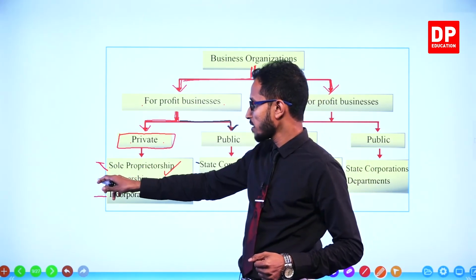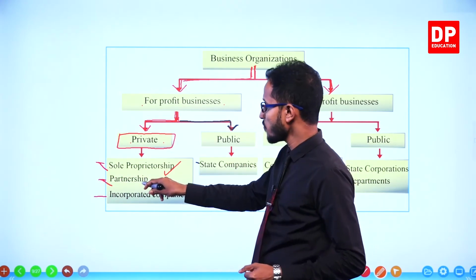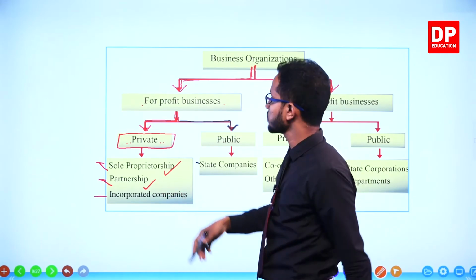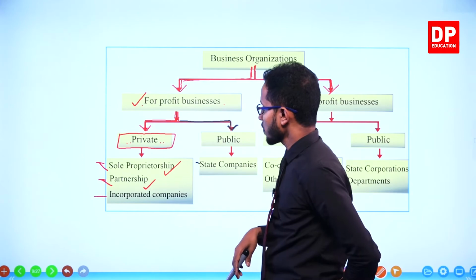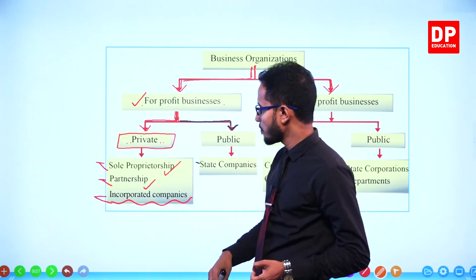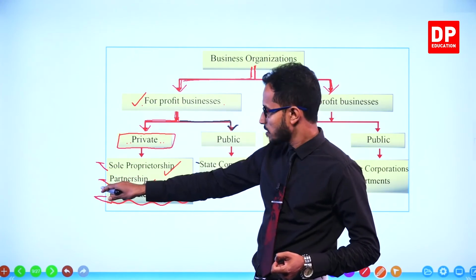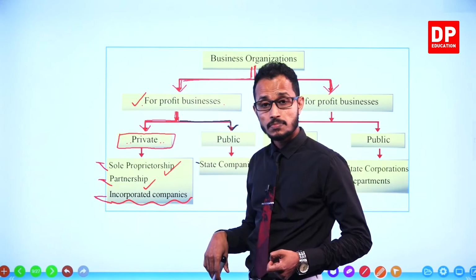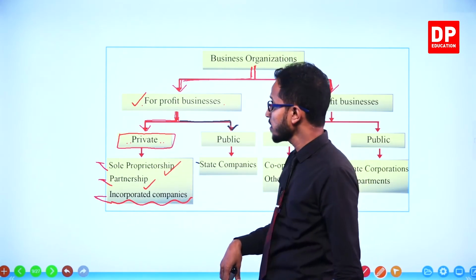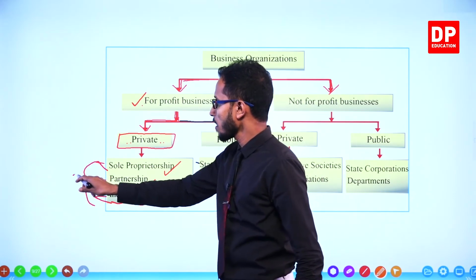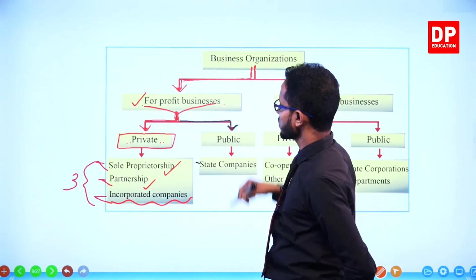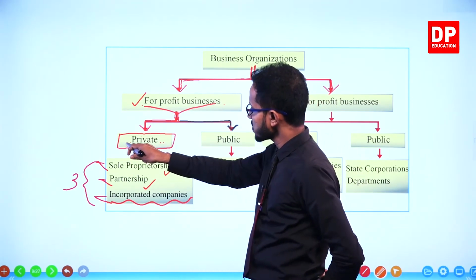So, partnerships also fall under the private sector, for profit. Incorporated companies, I told you that it's a little complex when compared to partnerships and sole proprietorships. A little complex organization. You're going to learn about every one of them. Okay, just remember these three organizations are falling under the for profit motive, private sector.